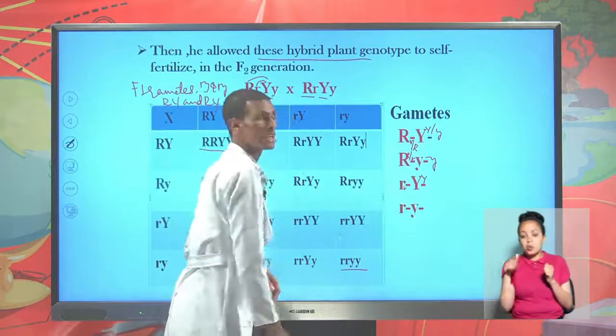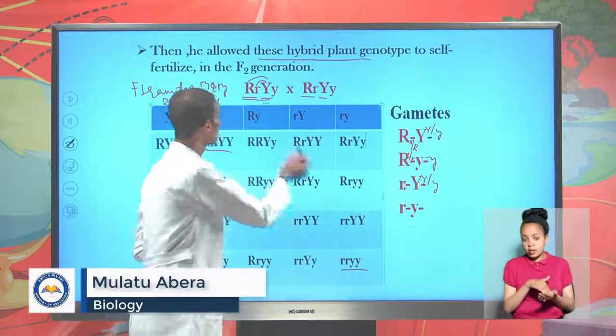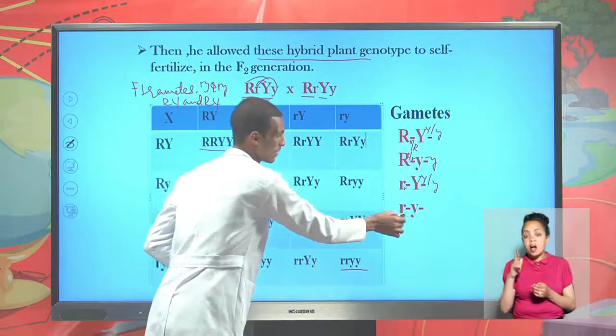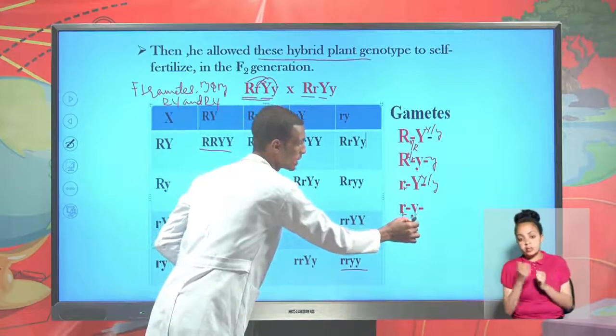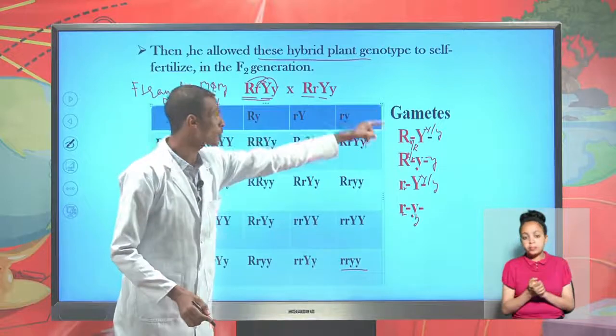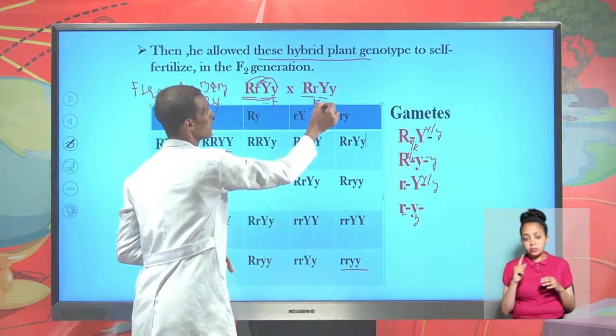If Y comes here, yellow. If Y small comes here, yellow again. And again, another is R with this one again. There is another gamete R, and the only thing that comes here is Y. So, the gametes for the F2 generation: this one is F1, this one is another F1.